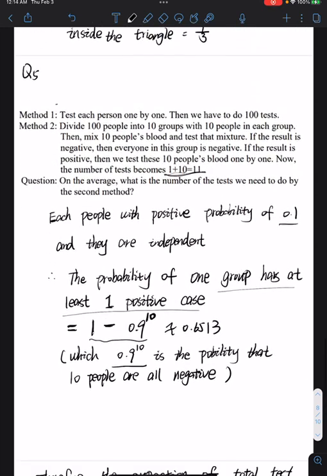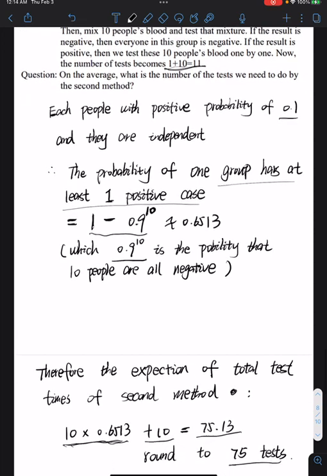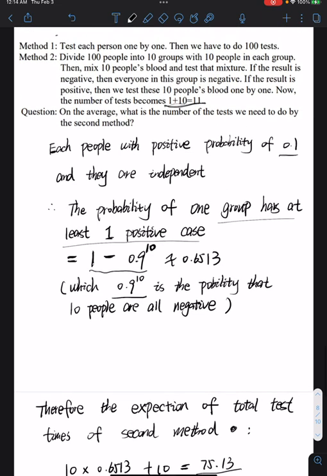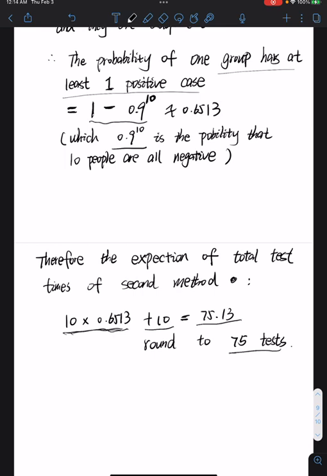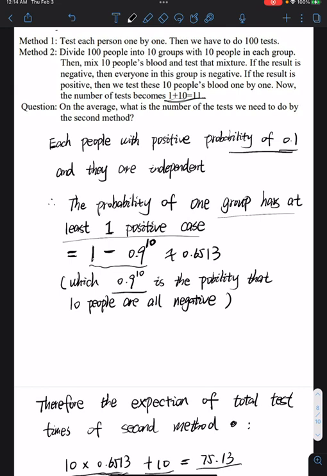So we can see that method 1 has at least and at most 100 tests, and the second method has 75 tests. I think that 75 can change depending on the probability of positive. If this probability gets higher, it may cost more tests than method 1. But if we have a relatively low infection rate for some kind of disease, method 2 could be much better than method 1.